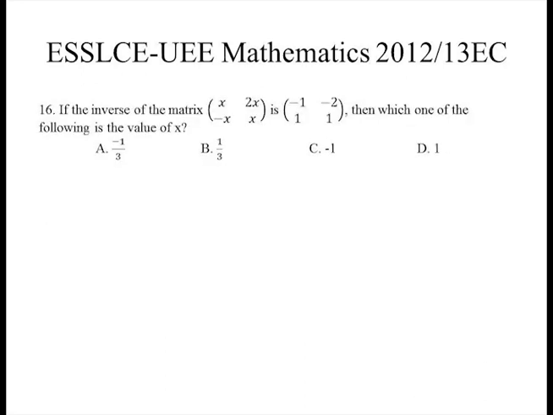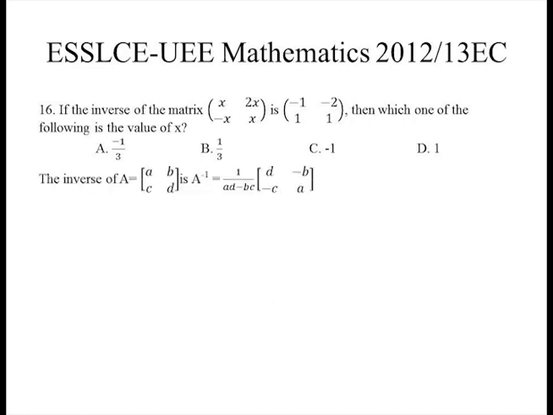Question number 16. If the inverse of the 2 by 2 matrix with elements of the first row x, x and elements of the second row negative x, x is the 2 by 2 matrix with elements of the first row negative 1, negative 2 and elements of the second row 1, 1, then which one of the following is the value of x?